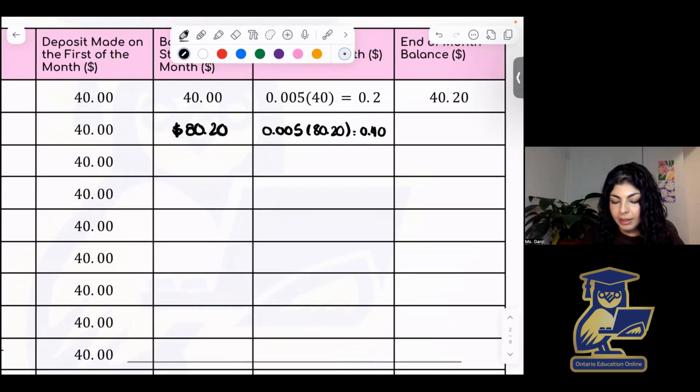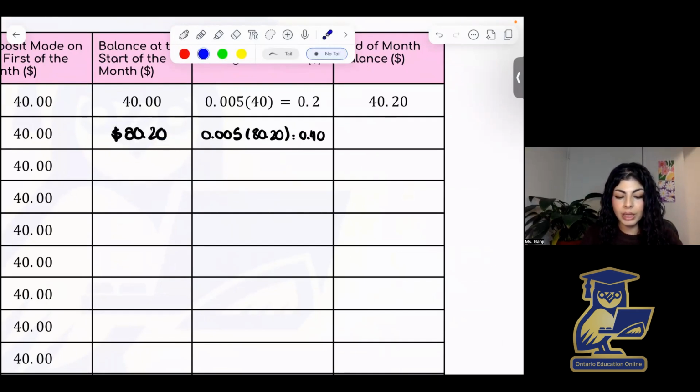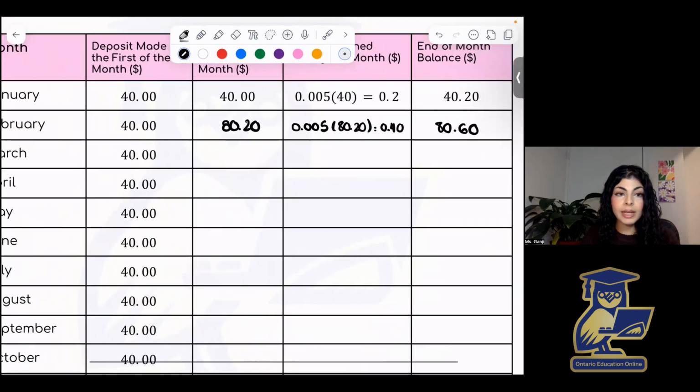And now my balance at the end of the month with that added, and remember, we go now from the balance at the beginning of the month, which was $80.20, and now we have 40 cents added. And I don't need to put the dollar sign because I already have the dollars in my title there. So here, $80.60. Now, again, in the next month, March, you deposit $40 and you already had $80.60.